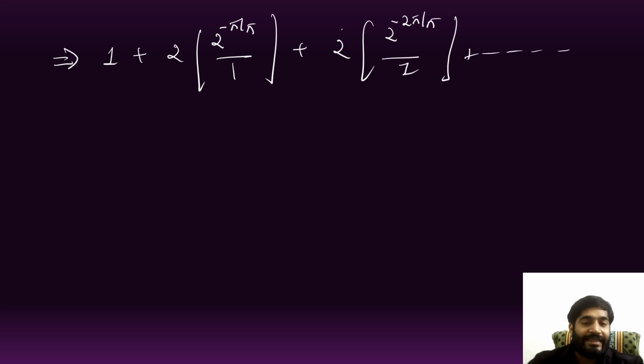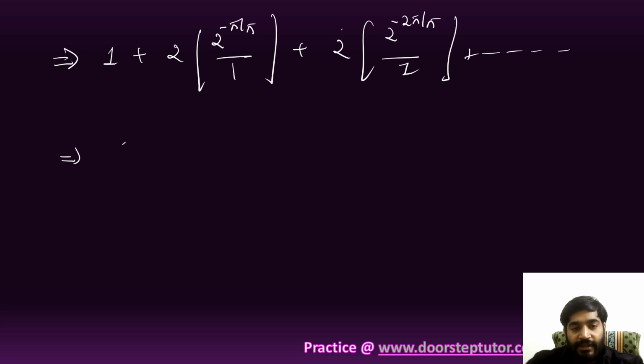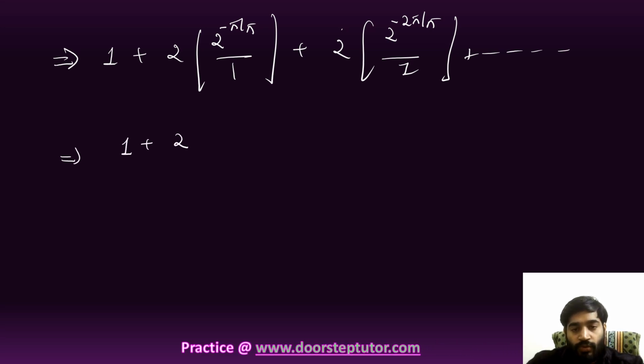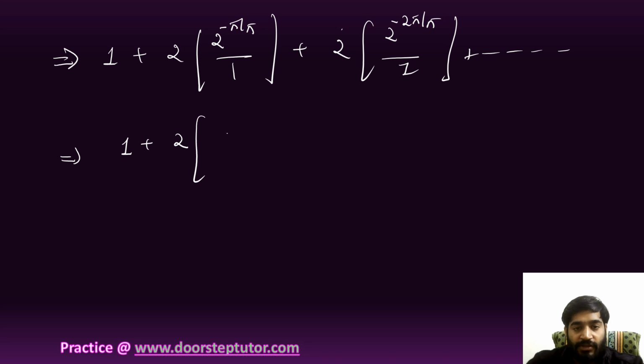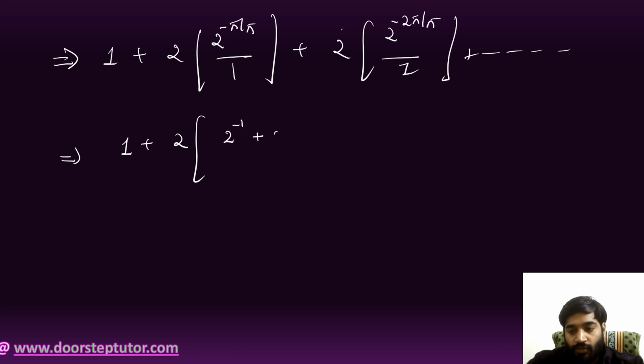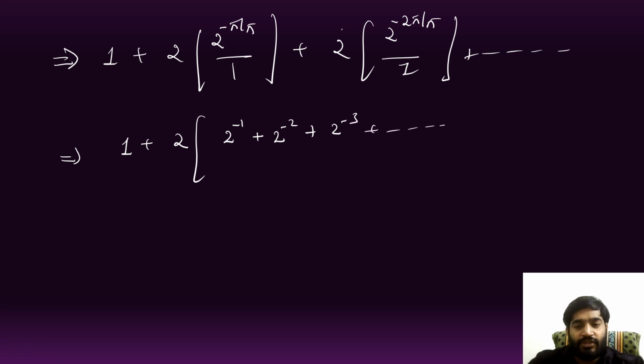So what we observe is 1 plus 2 times, 2 is common from everywhere, 2 to the power minus 1 plus 2 to the power minus 2 plus 2 to the power minus 3. Is it something like a GP? And it goes up to infinity. If you solve this, you will get the solution as 3. So your integral value is 3 here. Clear?